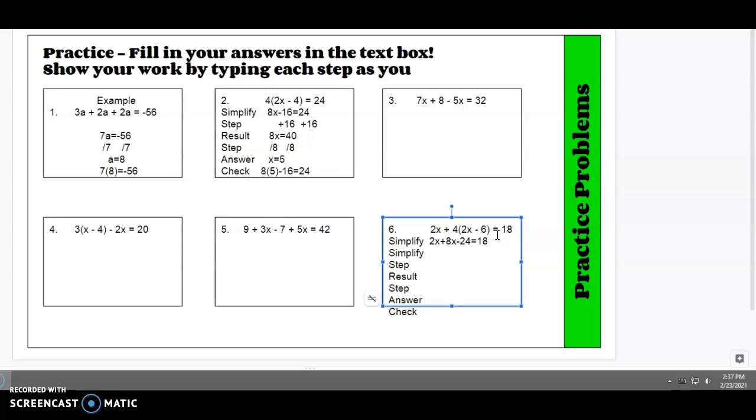Well, we know we're not done because we have to combine like terms now. We have a 2x and we have an 8x. So 2x plus 8x is 10x minus 24 equals 18. So I combined those like terms and then got the 10x, brought down the minus 24 equals 18. Now, this is a simplified two-step equation. So, once again, we need to get rid of any adding or subtracting first. I have a minus 24, so I'm going to add 24 to both sides.